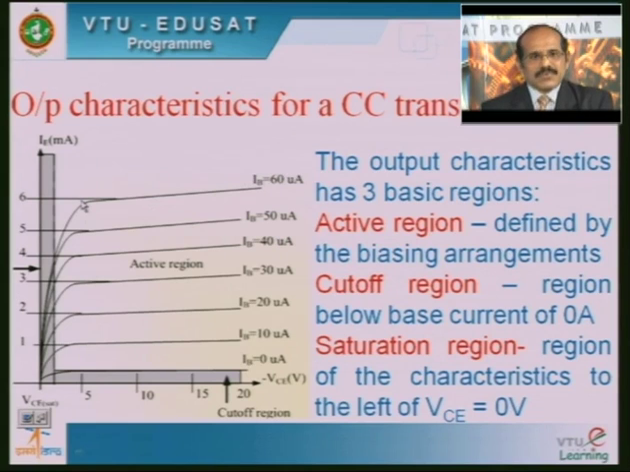At this point, once again, this is the knee voltage. Here VCE is VCB plus VBE, and at this knee point VCB will be 0. Therefore, further decrease of VCE will forward bias the collector-base junction, and the emitter current becomes 0. So that is what you can note in this case.